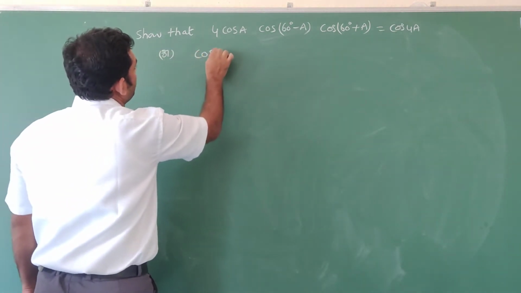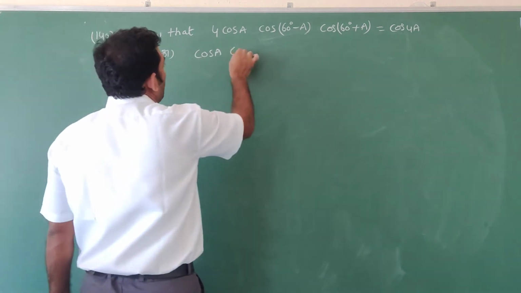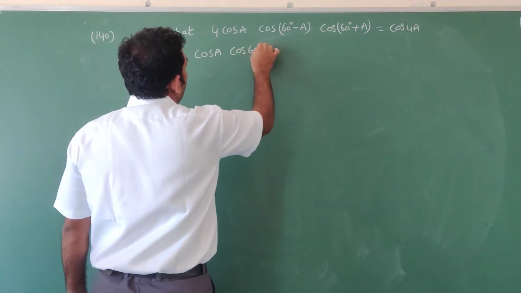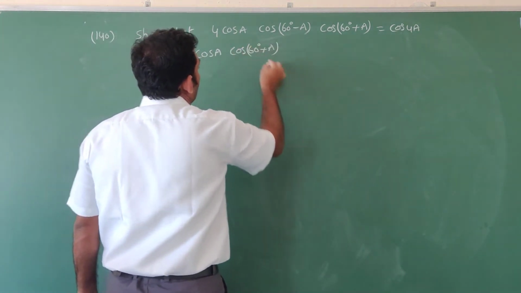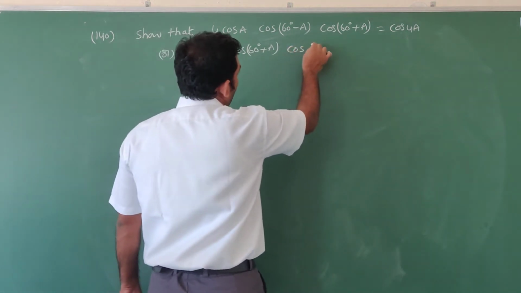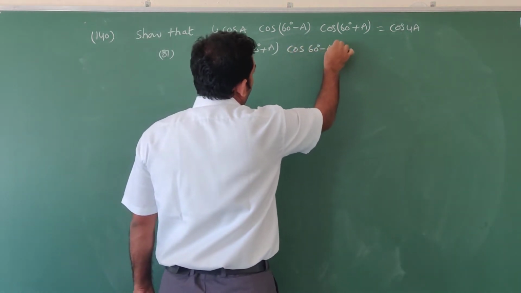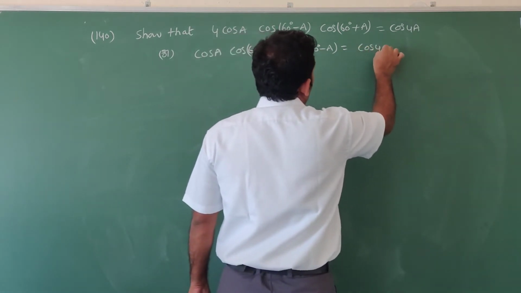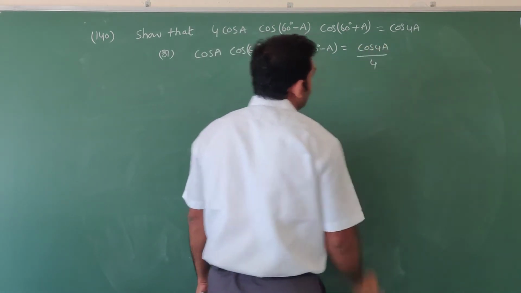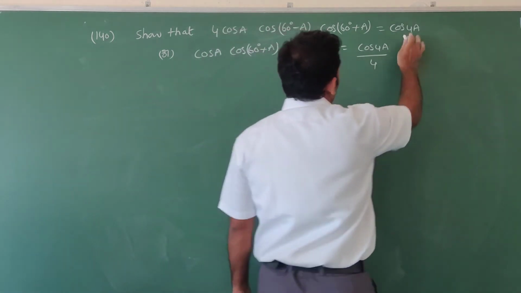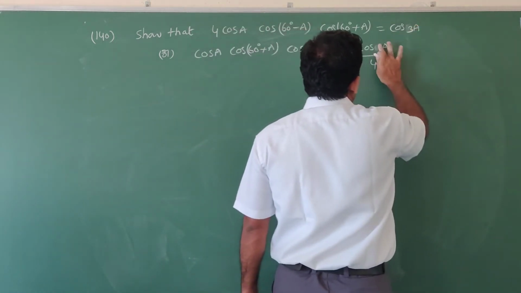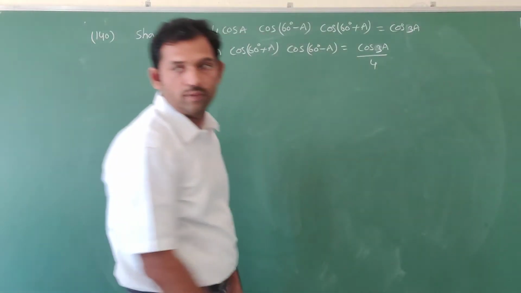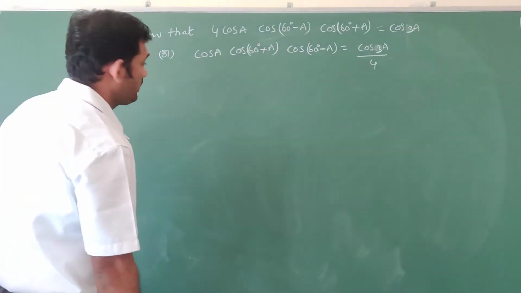Cos A cos 60 degrees plus A cos 60 degrees minus A is equal to cos 3A divided by 4. Now see that simplification.